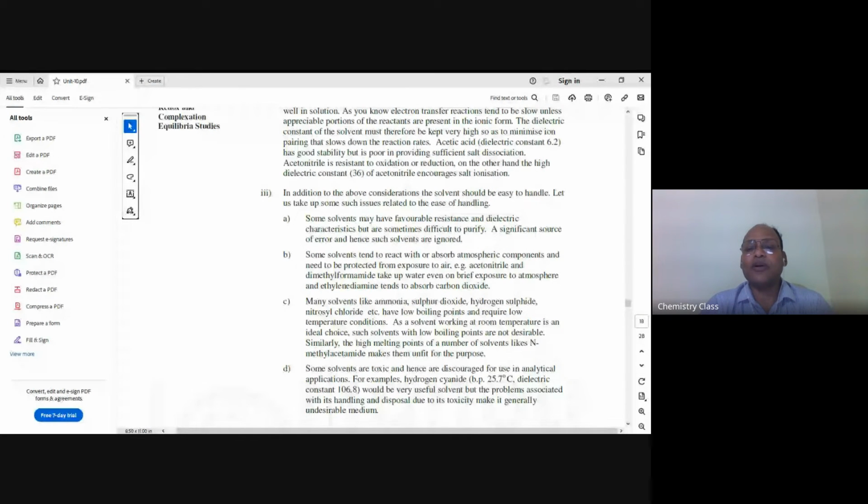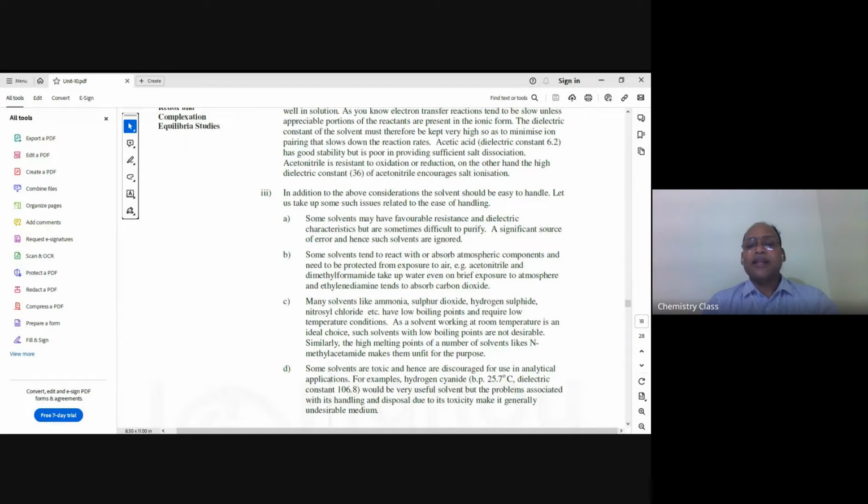In addition to the above considerations, the solvent should be easy to handle. Let us take up the issues related to handling. Some solvents may have favorable resistance and dielectric characteristics, but are sometimes difficult to purify. This is the main issue, a significant source of error, and hence such solvents are ignored. Errors will be there, so you have to ignore this kind of solvent.